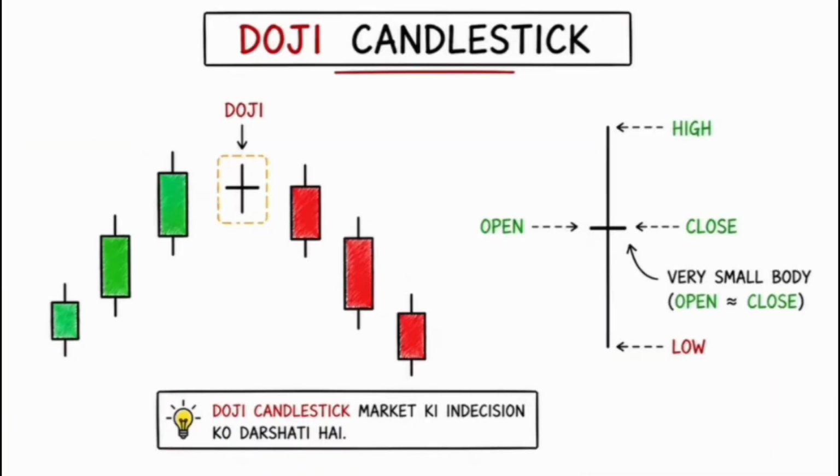Now let's talk about the Doji candle. Friends, the Doji candlestick represents market indecision. In this candle, the opening price and closing price are almost the same, which is why the candle has a very small or nearly invisible body. A doji tells us that there was a strong battle between buyers and sellers.